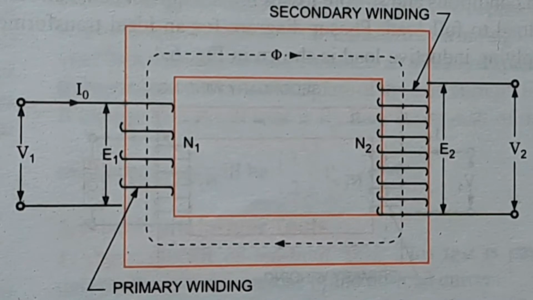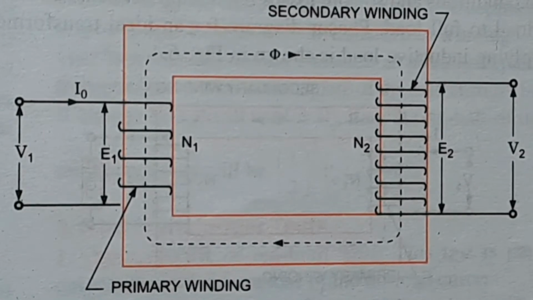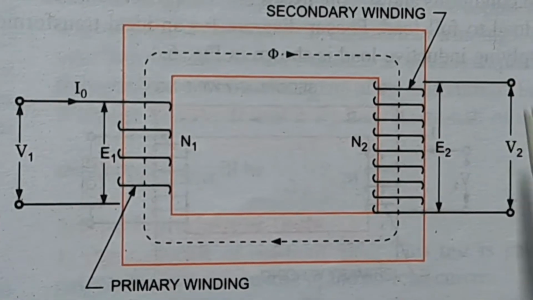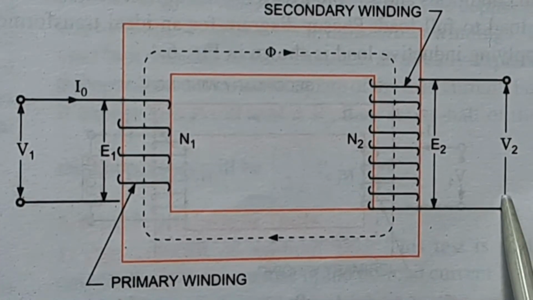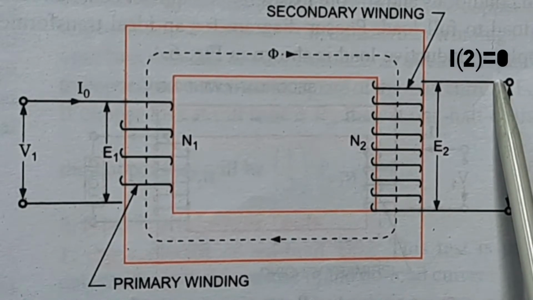Hello students, today we will talk about transformer on no load. When we say that transformer is on no load, this means that the secondary is open circuited, or the load is not connected to the secondary, or we can say that full load secondary current I2 is 0.